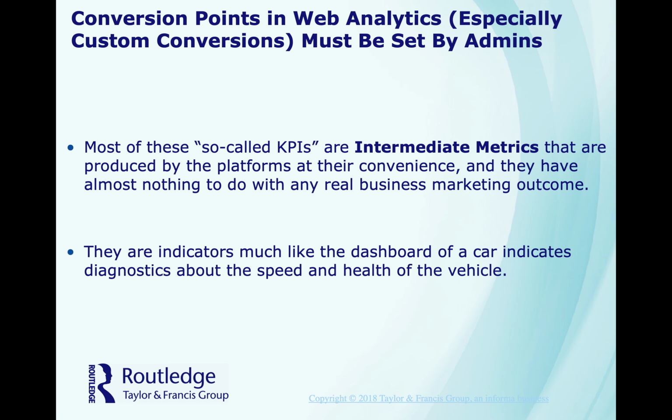Most of these are so-called KPIs. They're intermediate metrics that are produced by platforms at their convenience, and they have almost nothing to do with real business marketing outcomes. They are indicators much like the dashboard of a car. They indicate diagnostics such as speed and health of a vehicle. They're looking at the speed and health of your website. So think of a dashboard. When we do the dashboard assignment, it's very similar to the dashboard of a car. It lets you know, okay, we're doing fine, or maybe your check engine light is on. Maybe your check engine should be on for your website. That's what you're looking at when you do a dashboard. It's just an at-a-glance diagnostic.